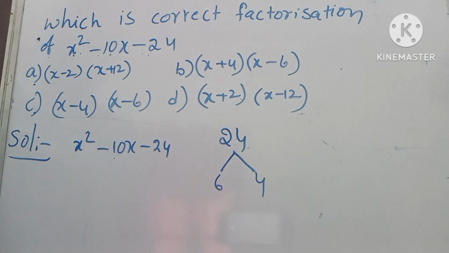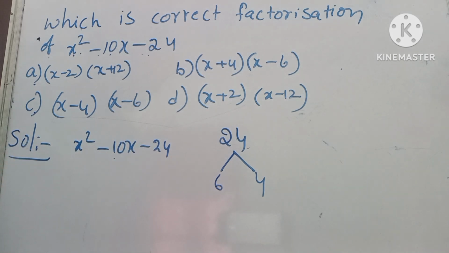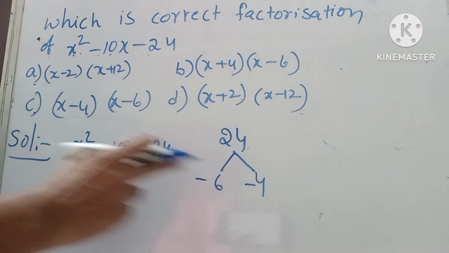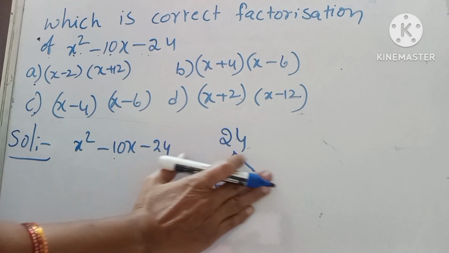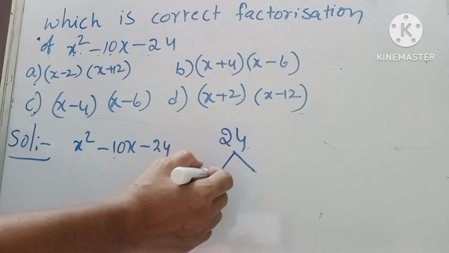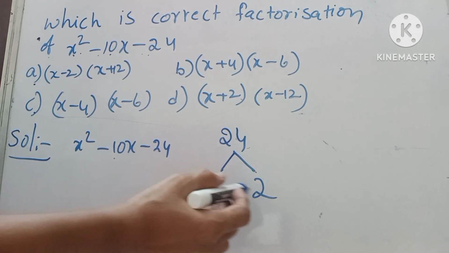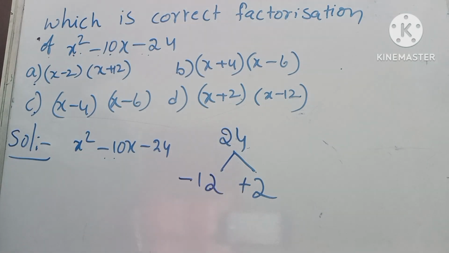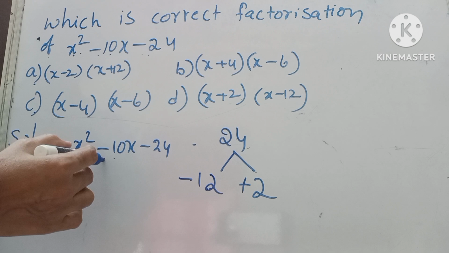6 times 4 gives 10. But this is negative 10. If you take both as negative numbers, it gives negative 10, but its product will be positive. Are these suitable factors? No, these are not suitable. Check other factors. 12 times 2 is 24. The difference of 12 and 2 is 10. When 12 is negative and 2 is positive, these are the two suitable factors of 24, which give minus 24 as the product, and the sum is minus 10.